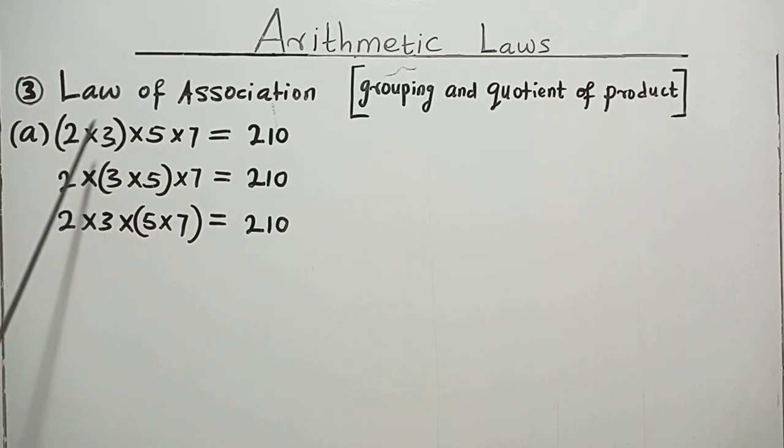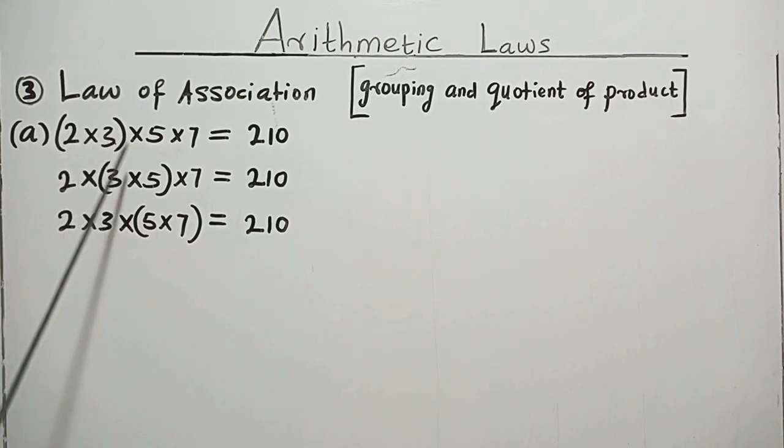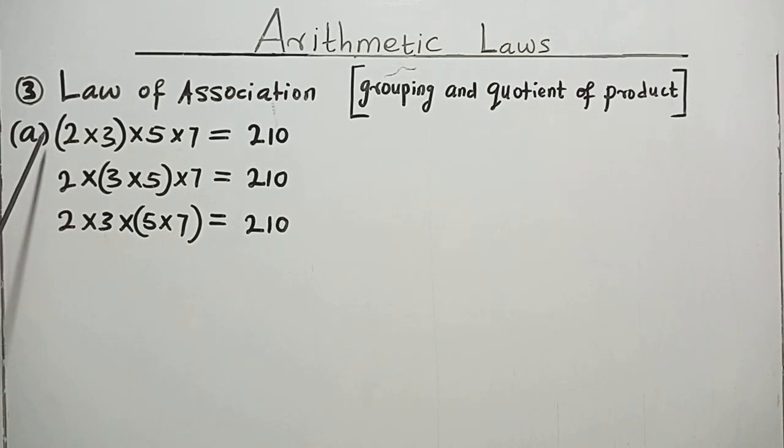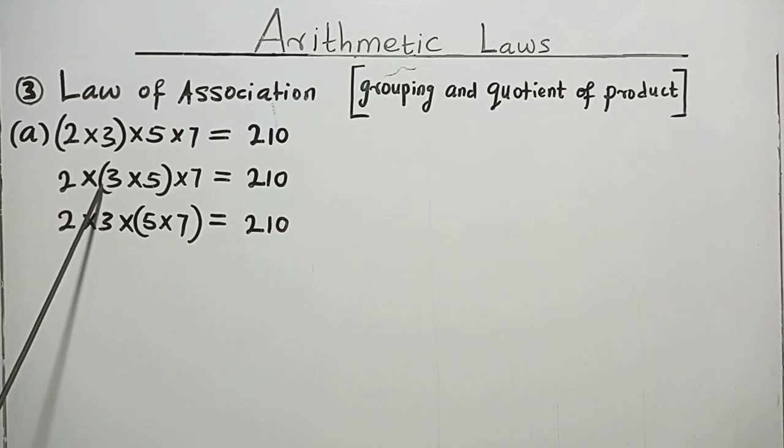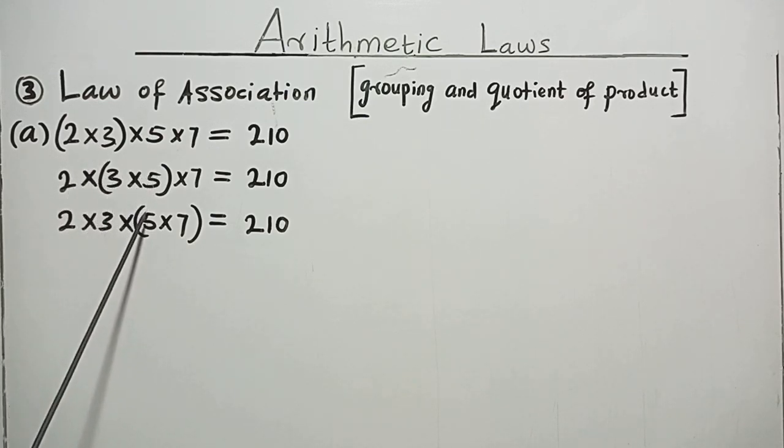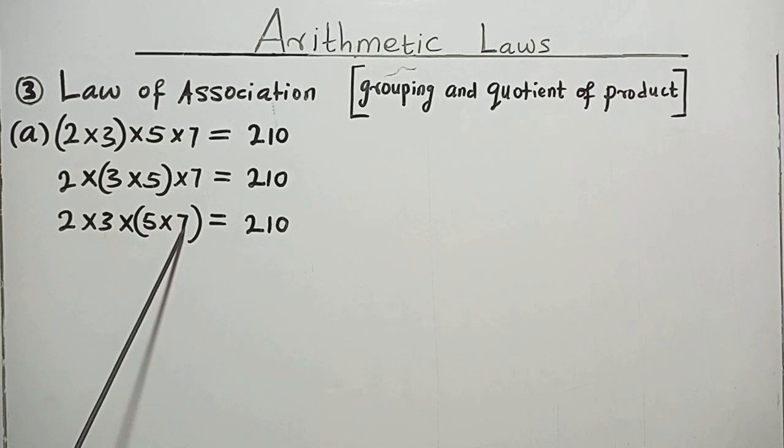This bracket, or these brackets in these three number operations, are said to be associating some numbers. This bracket associates 2 and 3. This bracket associates 3 and 5. And this bracket associates 5 and 7. So we use brackets to associate numbers when we carry out multiplication of numbers, as these three operations show.